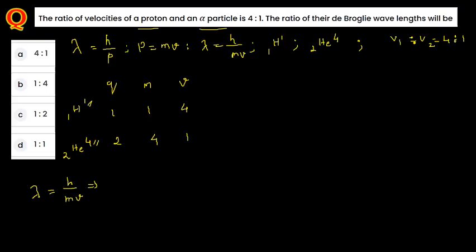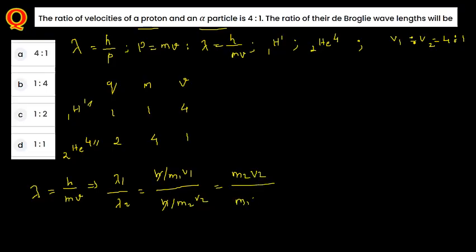Now, lambda 1 divided by lambda 2 is h, the Planck constant, divided by m1 v1, whole divided by h divided by m2 v2. Planck constants will be the same, so what you have here is m2 v2 divided by m1 v1. Just substitute the values here. So 4 is to 1 and here 1 by 4. So what you are going to have here is 1 is to 1. So the answer in this case is 1 is to 1.